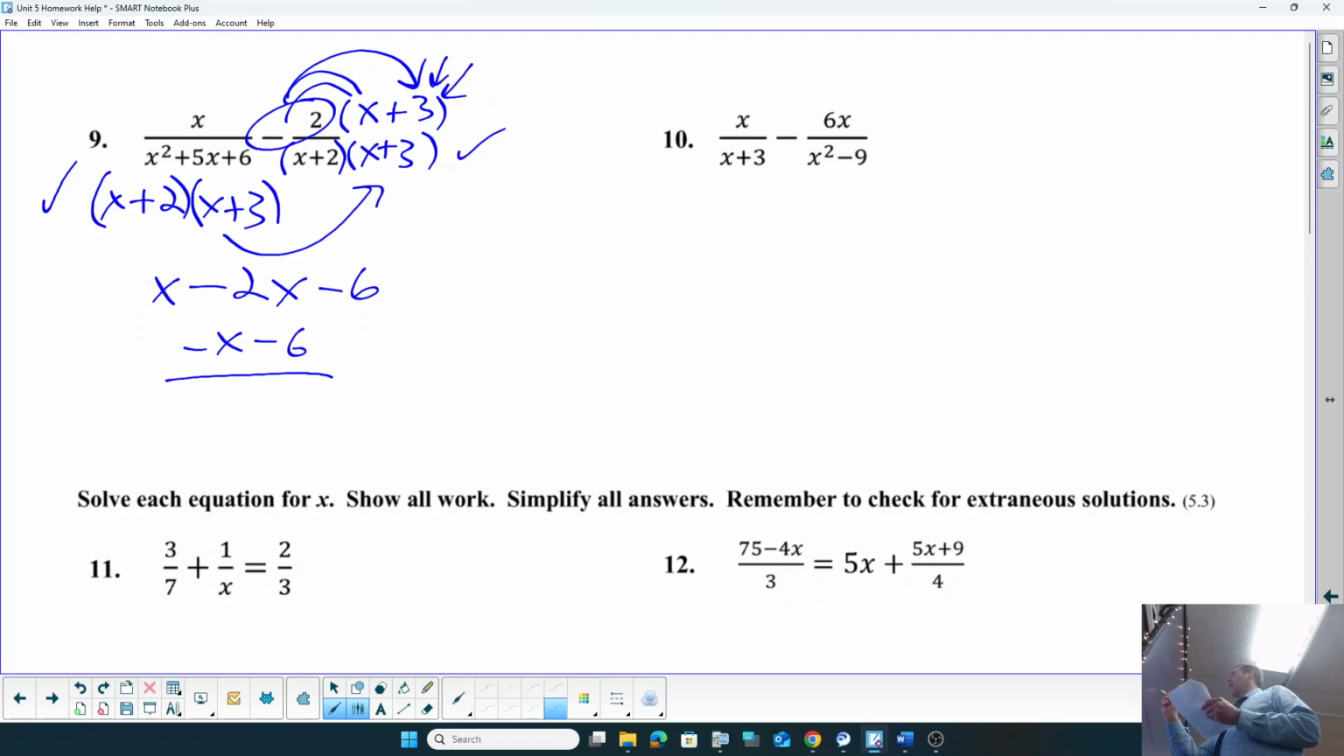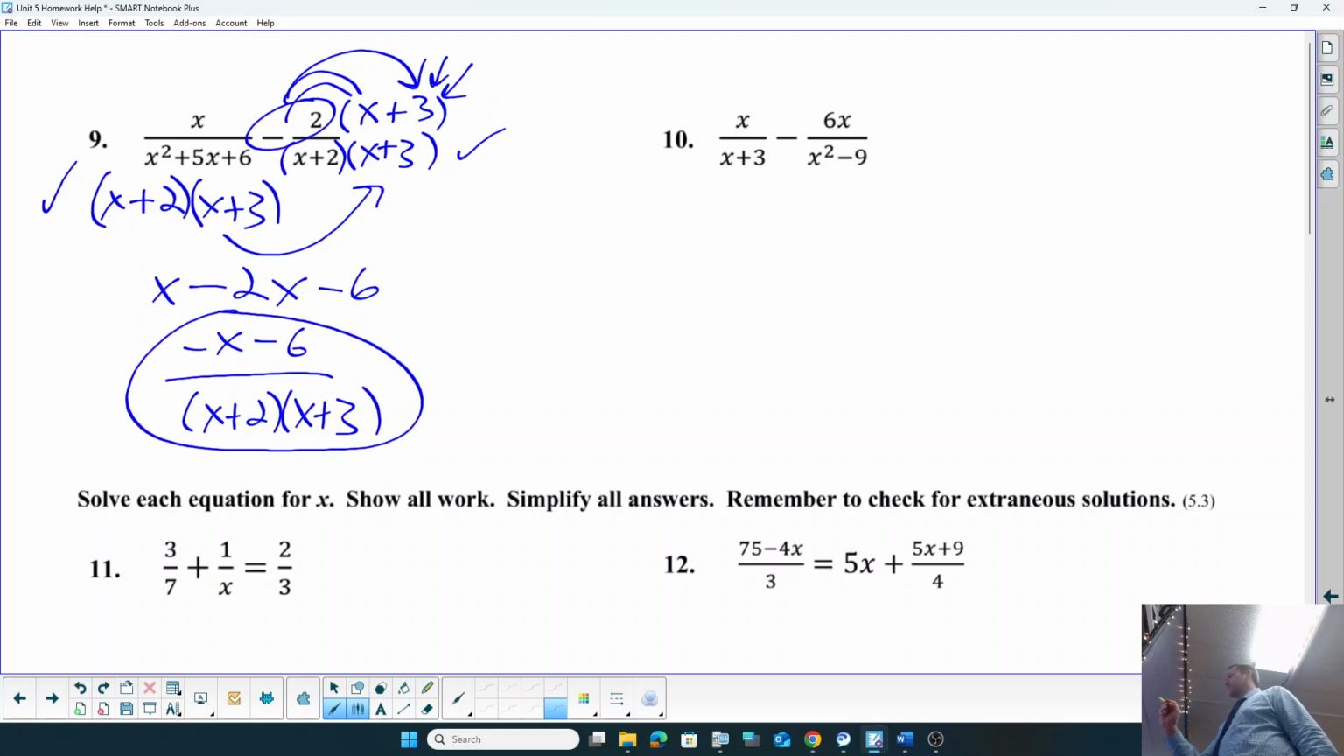And so there we go. We got that one right. Did you get that one right? I hope you did. Pat yourself on your back if you did. And x can't equal negative 2 and negative 3. Okay, try this next one.